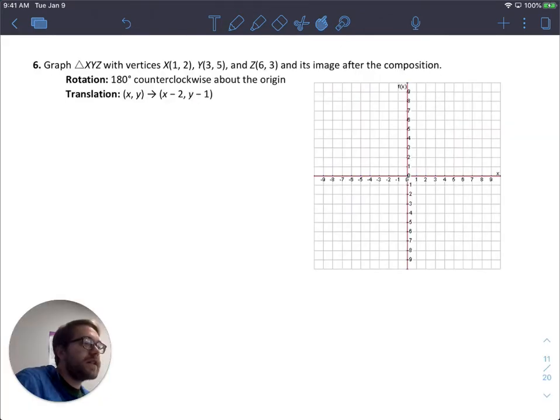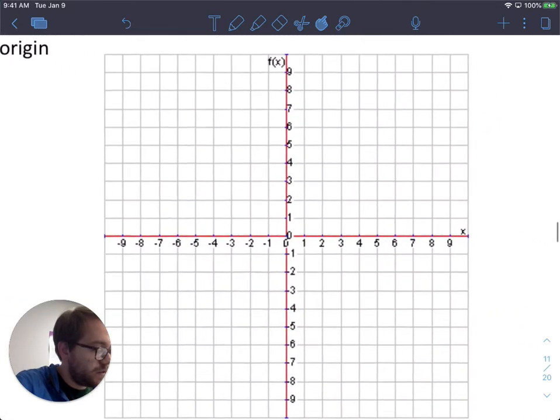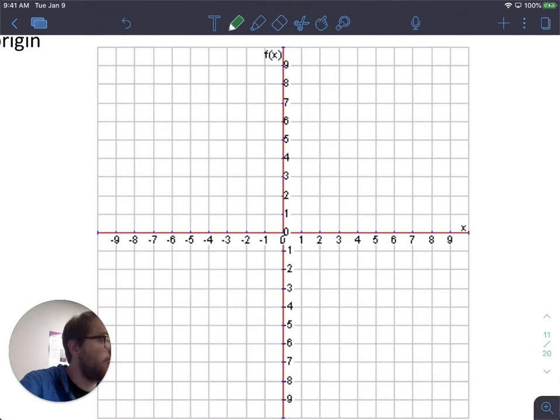All right, let's look at one last example where we have a triangle and we're going to rotate it and translate it. So we do a composition of rotation and translation. We have the triangle XYZ with the vertices X (1, 2), Y (3, 5), and Z (6, 3). So let's go ahead and graph that. We have X at 1, 2, Y is at 3, 5, Z is at 6, 3.